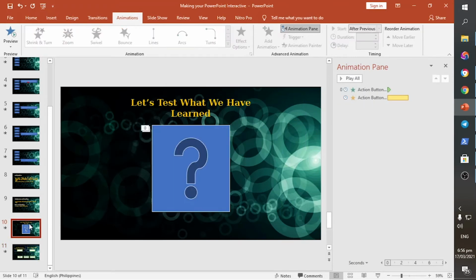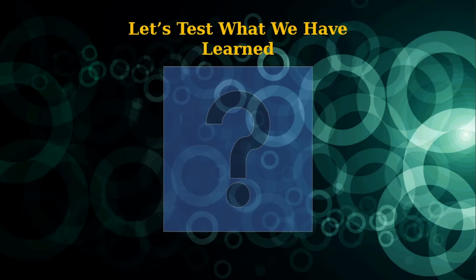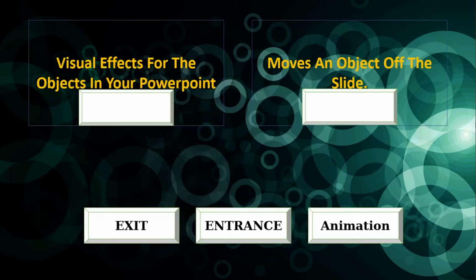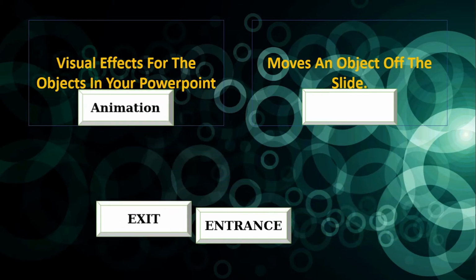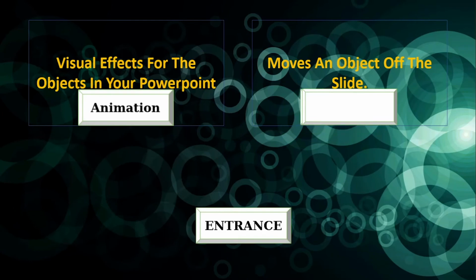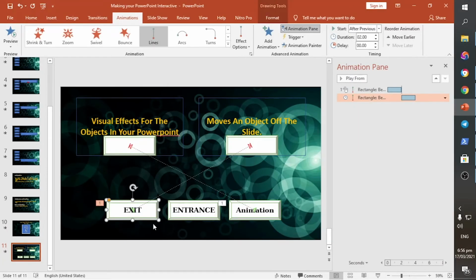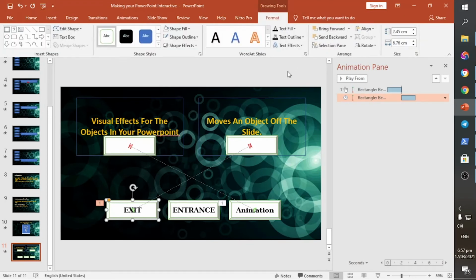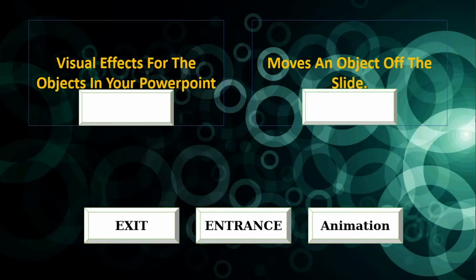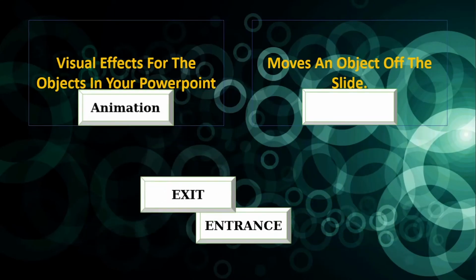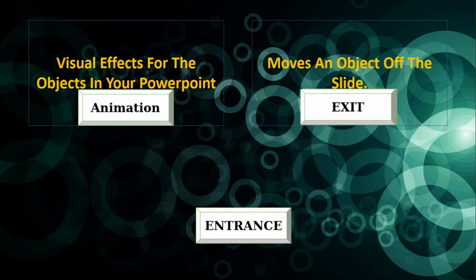So for example, let's test what we have learned, and then after that it goes there, and I'll give you 1 minute to write down your answers. After 1 minute, we just click and then shrink animation. Oh, I forgot, this should be moved. Bring forward. Let's do it again here. Animation goes there. Exit goes there. So yeah, that's the answer.